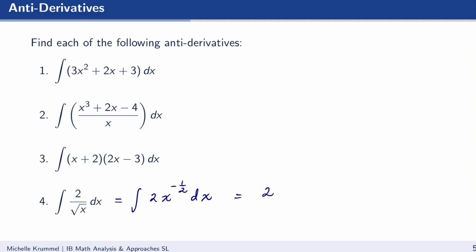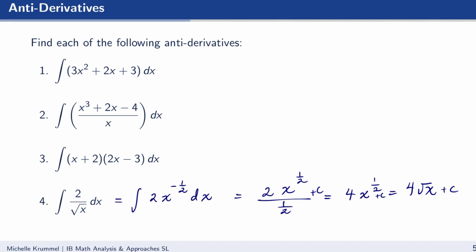So the 2 is a constant multiple. We're going to add 1 to the exponent. Negative 1/2 plus 1 is positive 1/2, and then we're going to divide by 1/2. But dividing by 1/2 is the same as multiplying by 2. So we get 4x to the 1/2, which is the same as 4 times the square root of x. And I need to add my constant of integration. So we need to carry that through. Plus c.